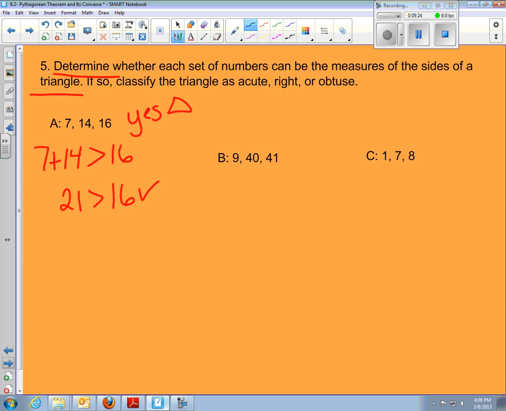So we're going to set it up using the converse. So take the legs, and I know 7 and 14 are my legs because 16 is my largest length. So that's my longest length, so it's a hypotenuse. We want to know, is it equal? Go ahead, pause the video, come back, see what 7 squared and 14 squared is.